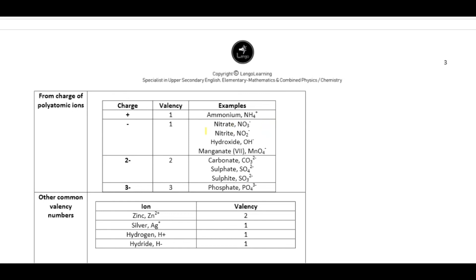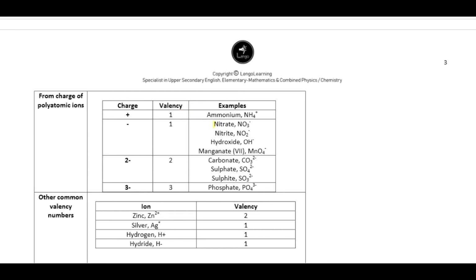Sometimes we can also just straight away determine valency based on the charge of the polyatomic ions. Within the table above, I've given you a list of common polyatomic ions. You'll notice that they all have a plus or minus on the top right hand corner. This represents the overall charge of the polyatomic ion. For example, ammonium NH4 plus has an overall charge of +1. Because it is a charge of 1, therefore the valency is 1.